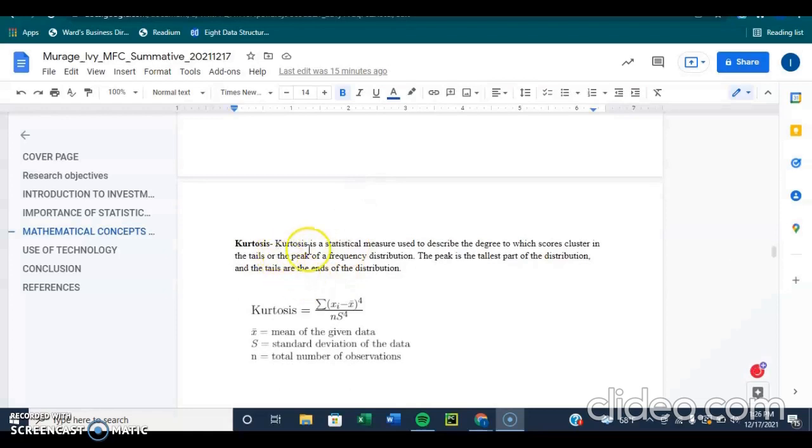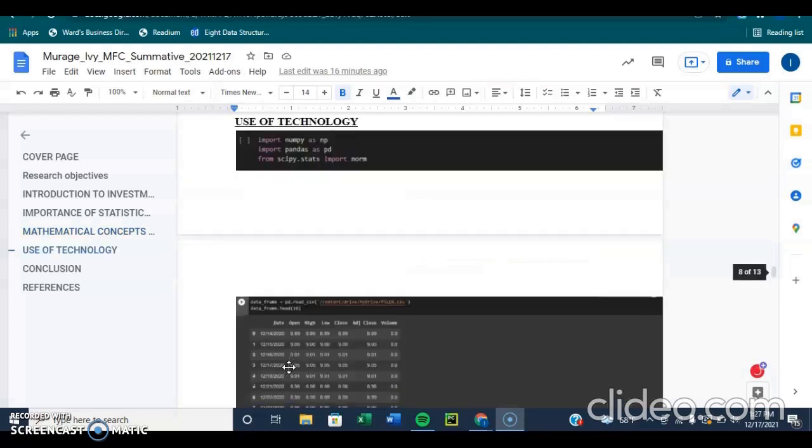We have the kurtosis, which is a statistical measure used to describe the degree to which scores cluster in the tails or the peak of a frequency distribution. This is the formula that's used to find the kurtosis.